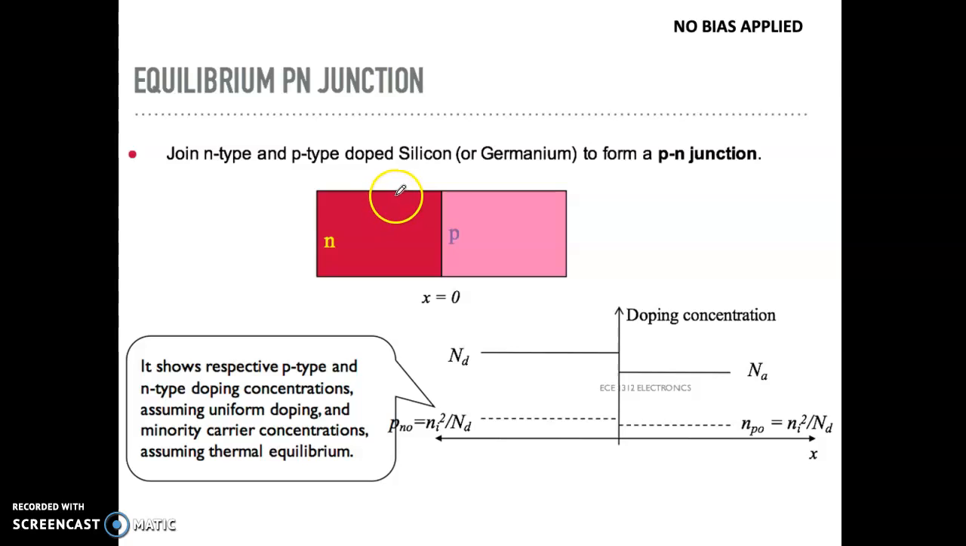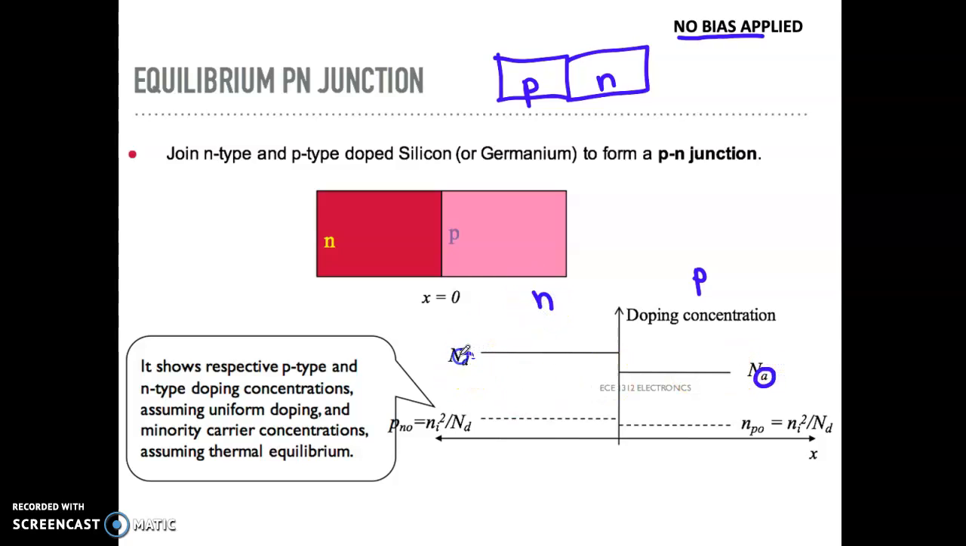Now, just now we only had P and only N, right? So now we will see what happens when we start to join P and N together side by side with no bias applied. In P-type, we have acceptors, which we call Na. In N-type, we have donors, so we have Nd. When you join them together, the concentration level will be different here. How you calculate the concentration is ni squared divided by Nd. This is from the previous lecture.